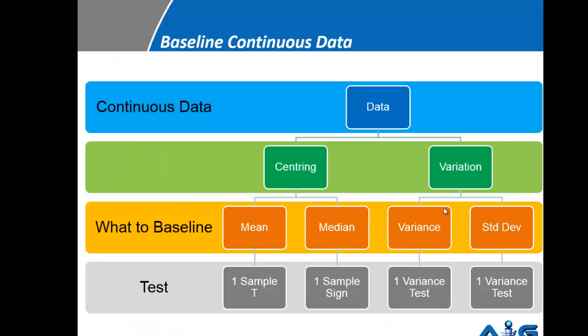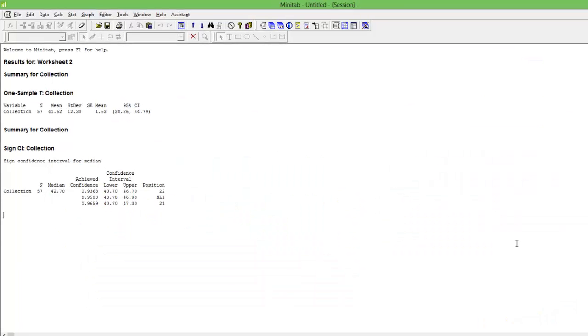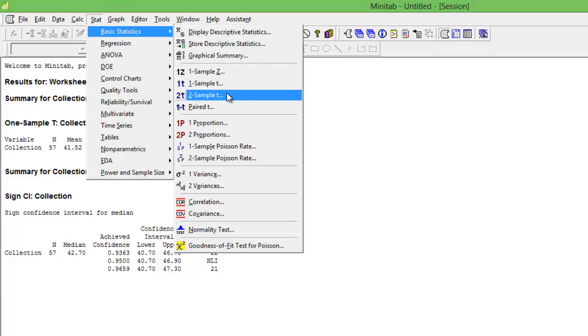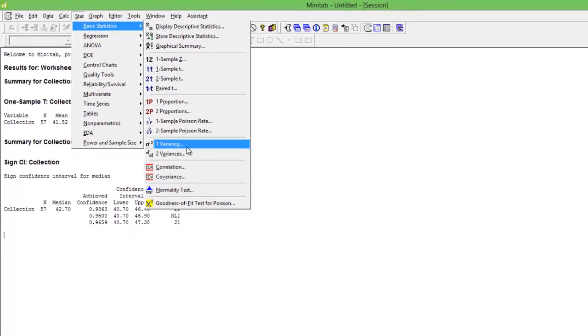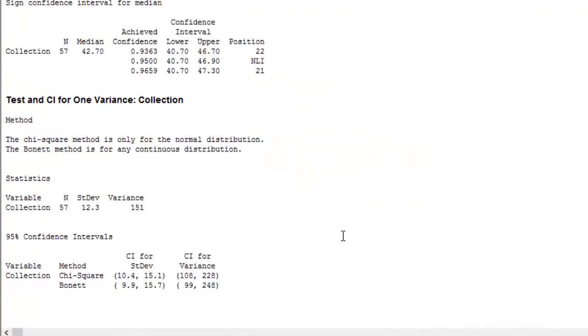I was also mentioning that for your variation, you may use the measures of variance and standard deviation, and both of them are to be done using the same test of one variance test. So go to stats, go to basic stats, go to one variance. Similarly, double click on collections, press OK, and the confidence interval will be published.